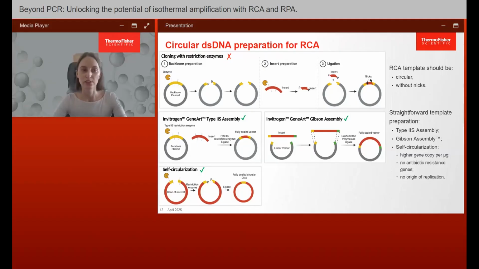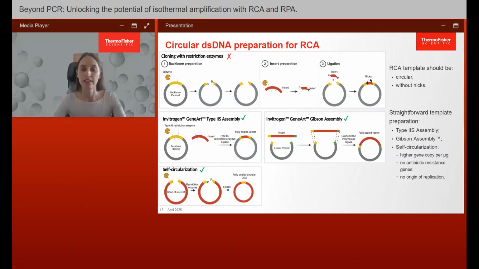But to avoid this issue, we can use an alternative method, such as type 2S assembly, also known as Golden Gate assembly. And in this method, both backbone and insert are digested and ligated simultaneously without additional dephosphorylation steps, resulting in a fully sealed vector suitable for RCA reaction. Gibson assembly is also an excellent option.